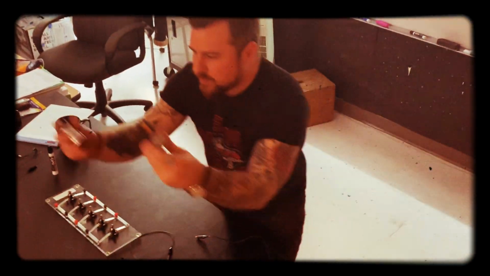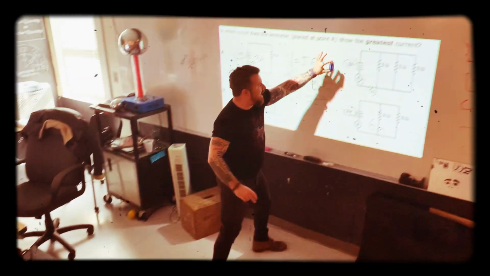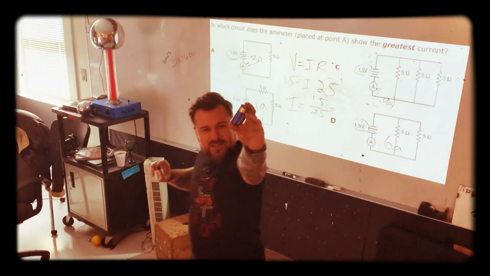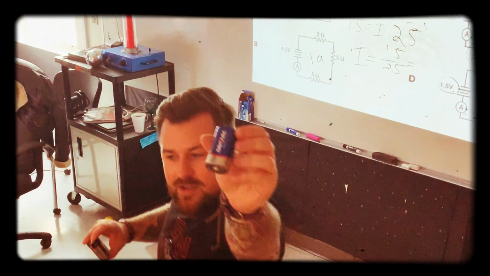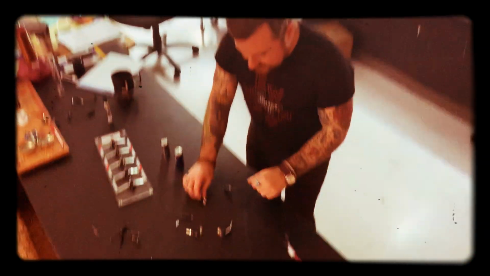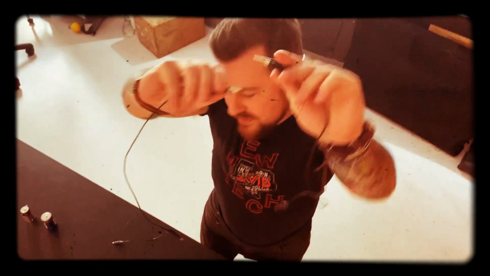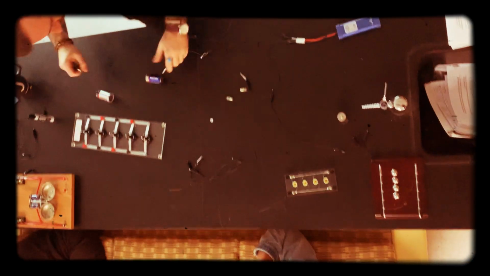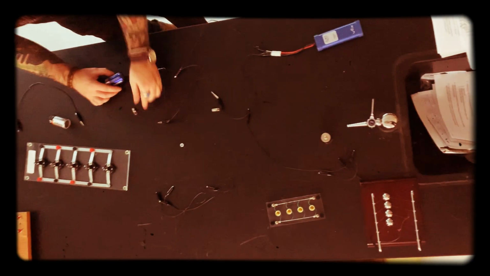Do you not believe me? Watch this. Here we go. This is what I'm talking about. This is a 1.5 volt battery. It's a D cell. Check this out. I'm gonna take these conducting wires, they're called leads with alligator clips, and I'm gonna put them on this 1.5 volt battery, and I'm gonna light up this light bulb.